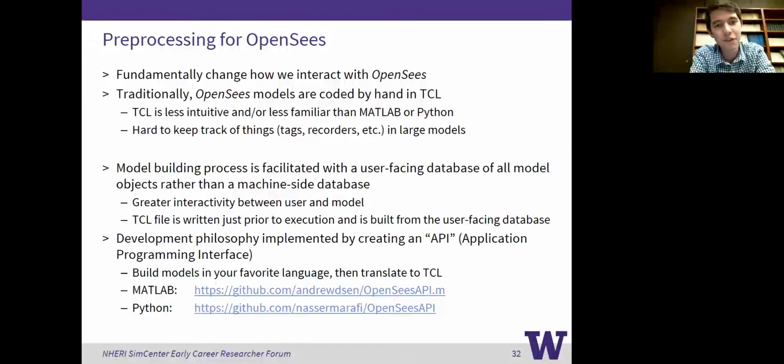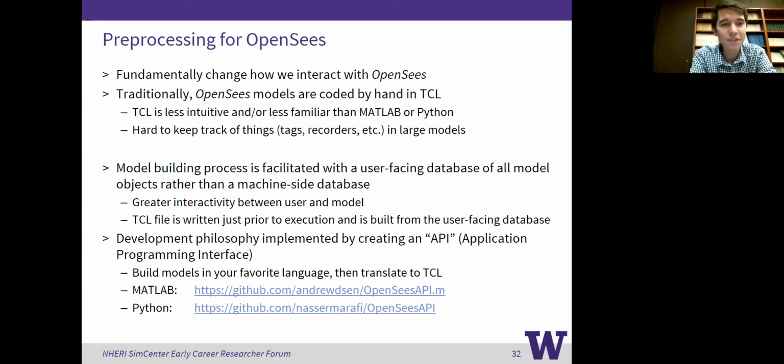Okay, so the other part of this was now we're making the models relatively complex, and coding the models by hand in Tcl is just, it can be a real pain. It's not always easy. Tcl itself is usually less intuitive to users. They're less familiar with it as a coding language than MATLAB or Python. And so I really set out to change how I was interacting with OpenSees.